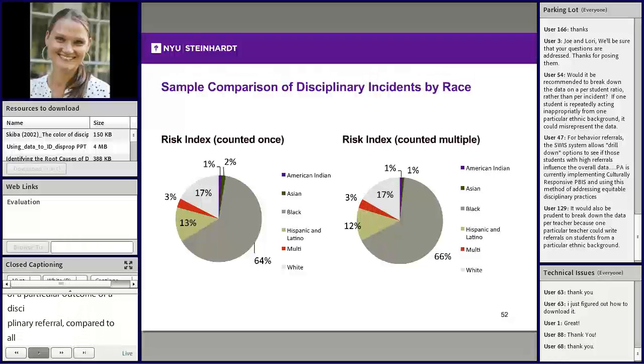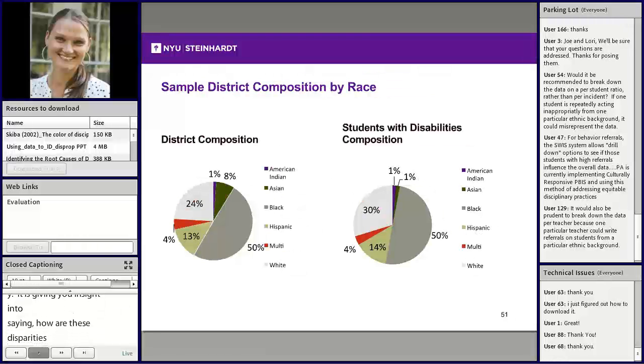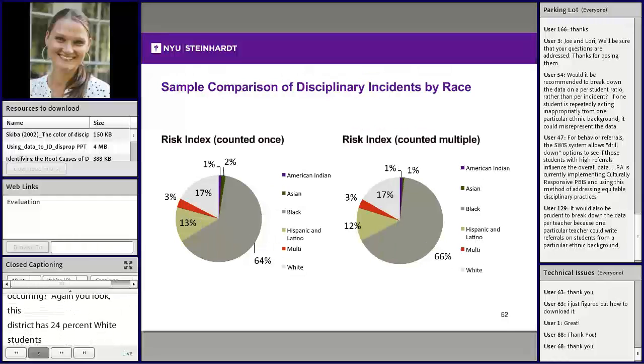It's breaking down those layers that are embedded in a relative risk and a citation for disproportionality, and it's giving you insight into saying, okay, how are these disparities occurring? And again, you look, this district has 24% white students, but you see in this data, there are only 17% of referrals. Again, why? So we may be cited, we may at the district level have these big issues, and let's say this is one school within there. We need to understand then why. Why does this particular school have these disparities occurring?